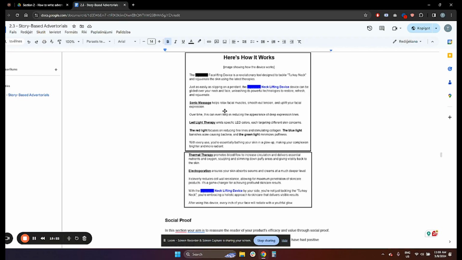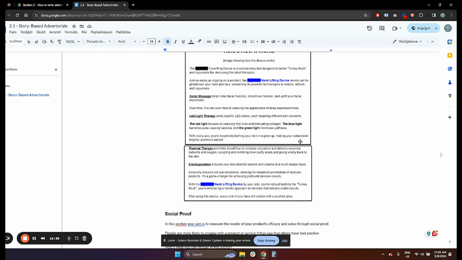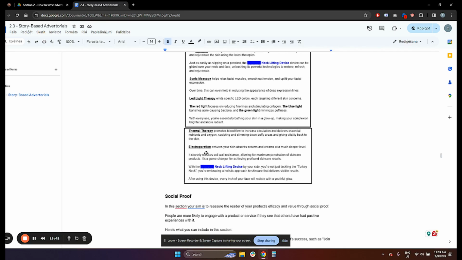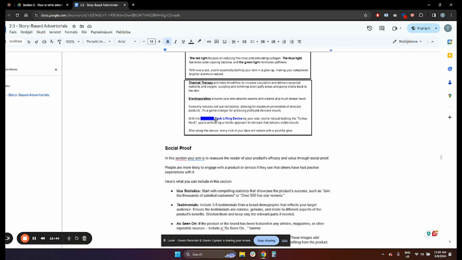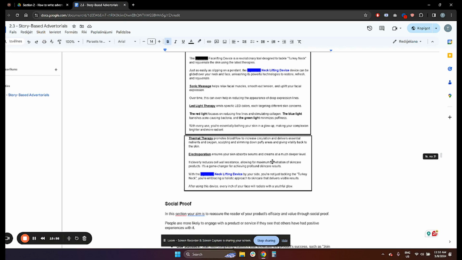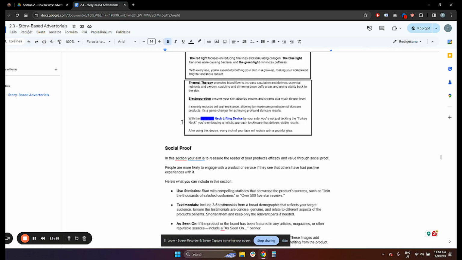So sonic massage helps relax facial muscles, smooth out tension, and uplift your facial expressions. LED therapy emits specific LED colors, each targeting different skin concerns. Red light does this, blue light does that, green light does that. Then how thermal therapy helps, how electroporation helps. And overall, with this device by your side, you're not just tackling the turkey neck, but you're embracing a holistic approach to skincare that delivers visible results. So you can also add how you can finally stop using methods that don't work and finally find a solution.